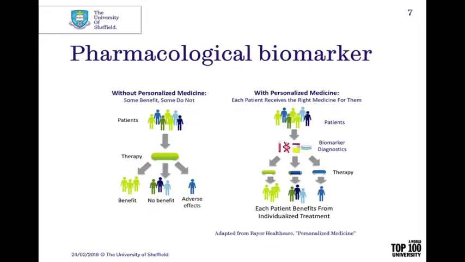Another example is identifying pharmacological biomarkers. Pharmacological biomarkers are used to stratify a cohort of patients into different groups of patients with different responses to treatment. This forms the basis of personalized medicine.